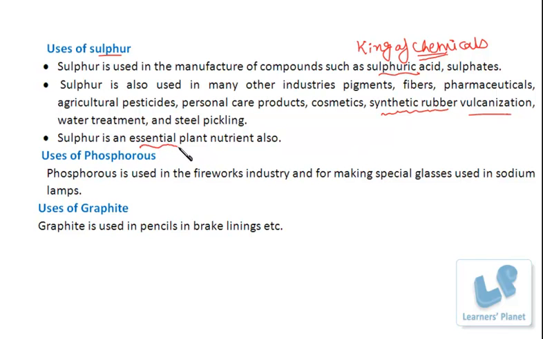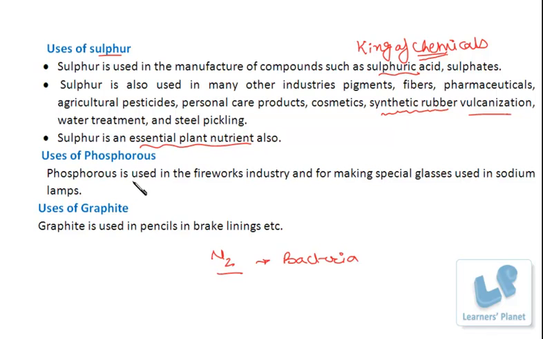Sulfur is also an essential plant nutrient. Even phosphorus is an essential plant nutrient. Nitrogen is an essential plant nutrient. But we put in sulfur and phosphorus. Plants fix atmospheric nitrogen. Fix means they can use atmospheric nitrogen with the help of bacteria present in the soil.